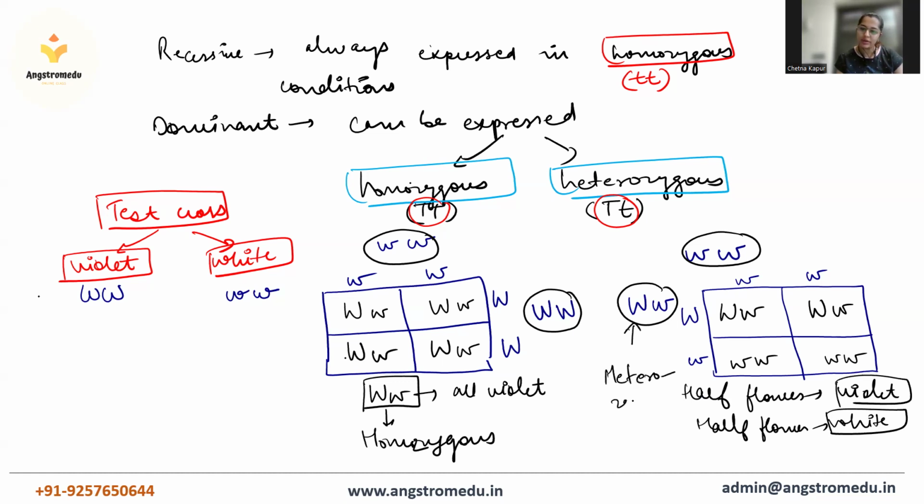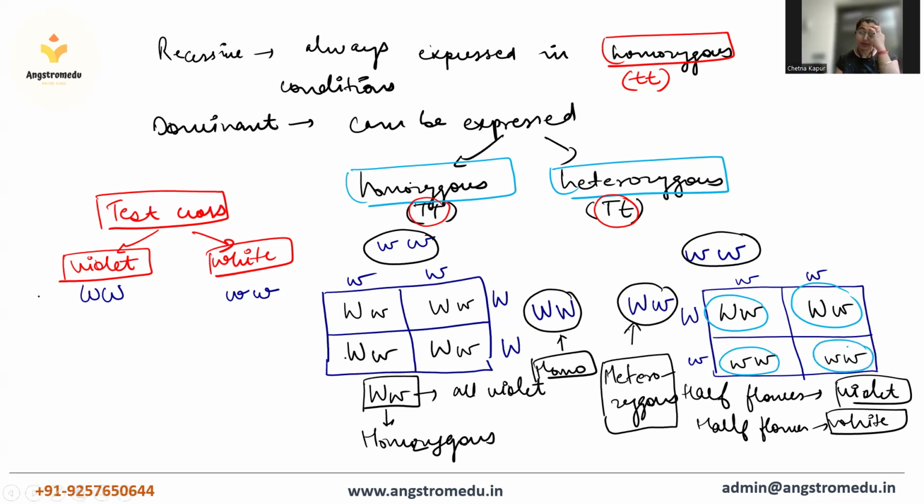So this is how, in the F1 generation, we can observe whether the parent is in the homozygous condition or in the heterozygous condition. These are the ways through which we check it. This is the homozygous condition and this is a heterozygous condition, because in this, half of the flowers are violet, capital W small w, and half of the flowers are small w, small w.